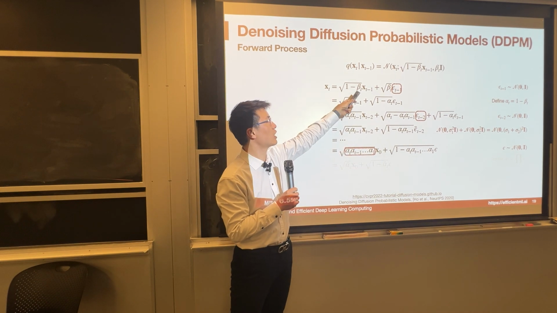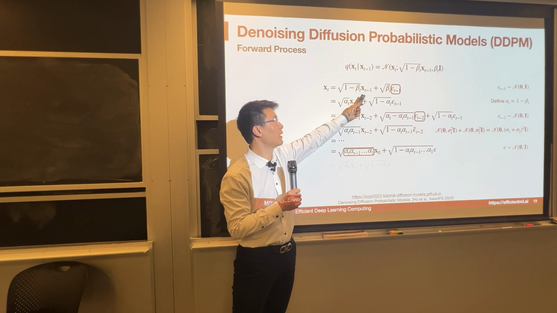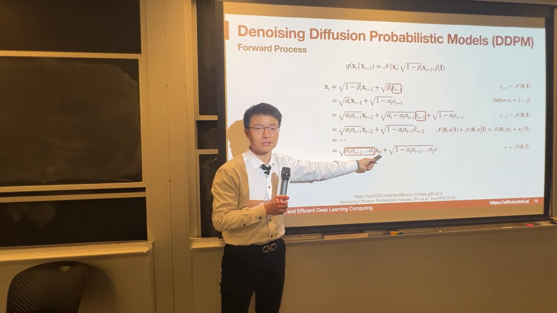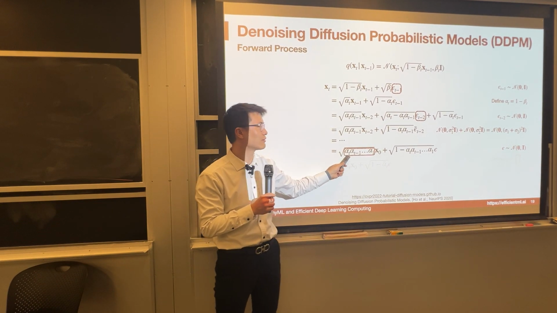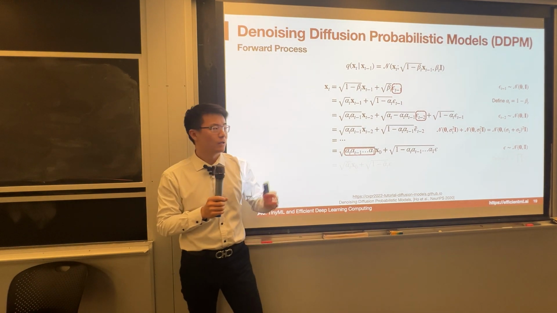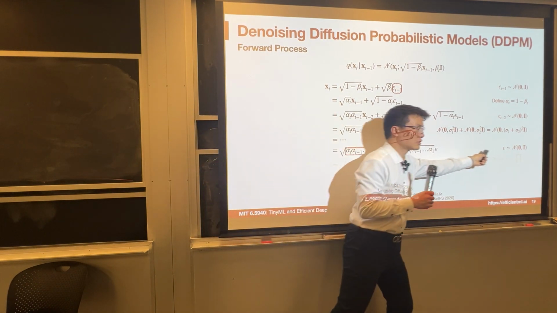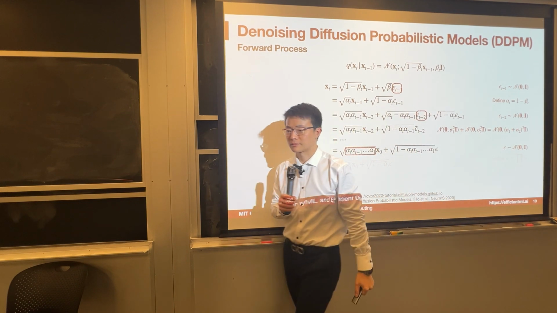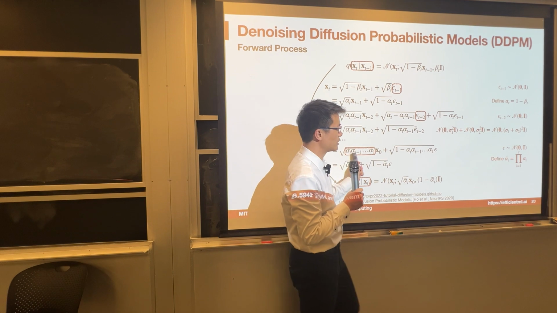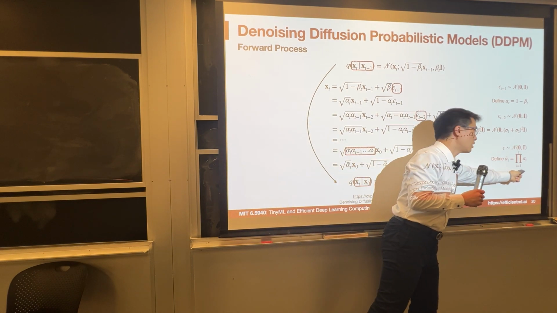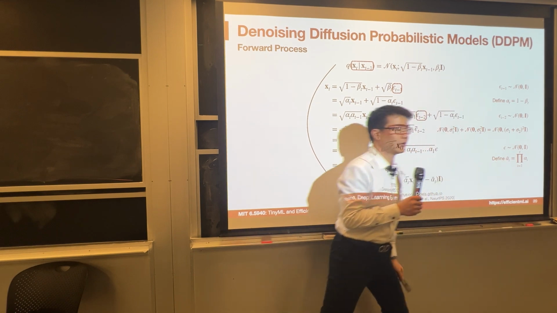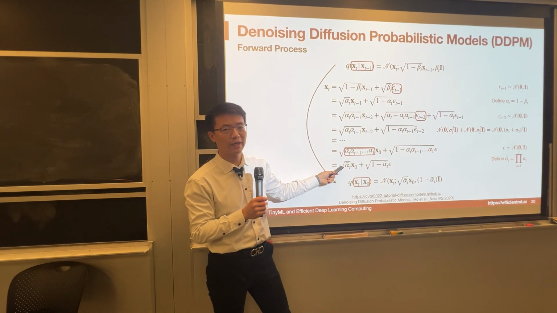We can repeat this process until we reach x0. So it's an iterative process from x t to x t minus 1 to x t minus 2 and all the way to x0. And you have a chain of alpha t, alpha t minus 1, all the way to alpha 1, together with a Gaussian distribution here. We define a new term for this combination. We multiply these alphas together and denote it as alpha t bar. Then we can plug it in to simplify the writing.